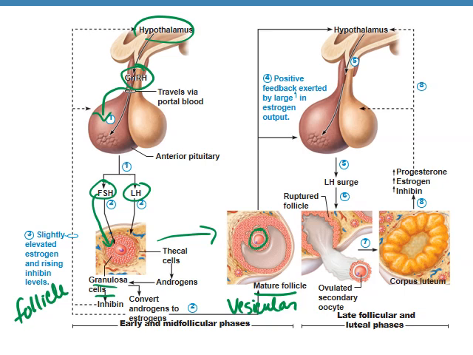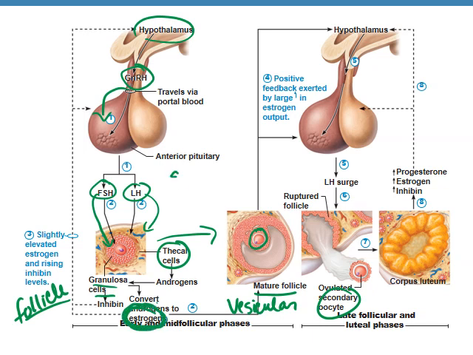And then inside here there's the secondary oocyte, which is eventually going to be ejected from the ovary. So FSH is targeting the follicle cells inside the ovary. LH is targeting the thecal cells. What are both of them doing? Both of them are creating estrogen.